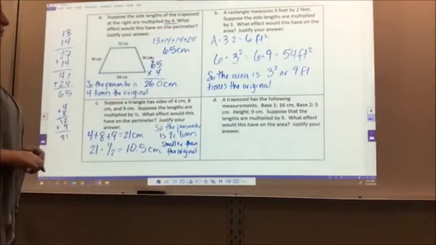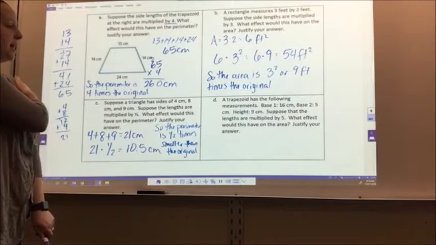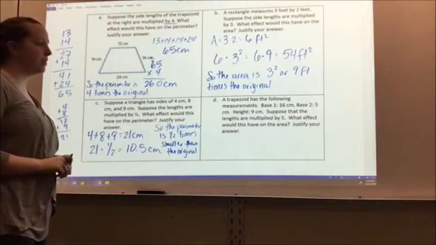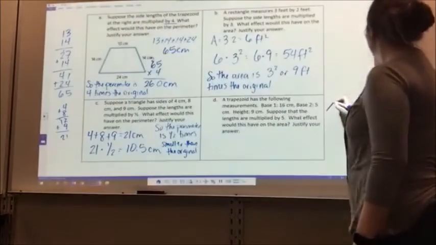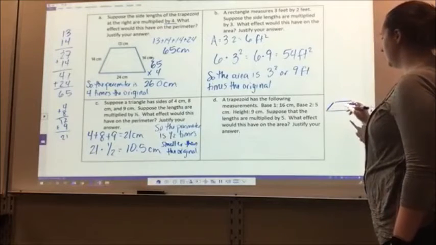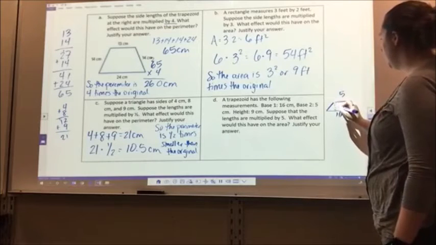For D, a trapezoid has the following measurements. Base 1 is 16 centimeters, base 2 is 5 centimeters, the height is 9 centimeters. Suppose that the lengths are multiplied by 5. What effect would this have on the area? So here's my trapezoid. So base 1 is 16, base 2 is 5, and the height is 9.